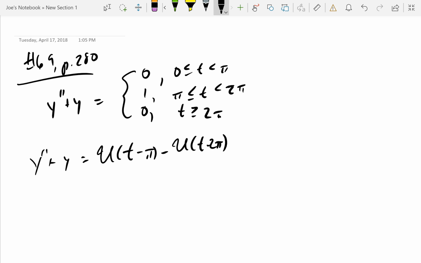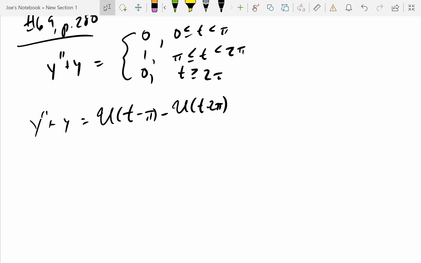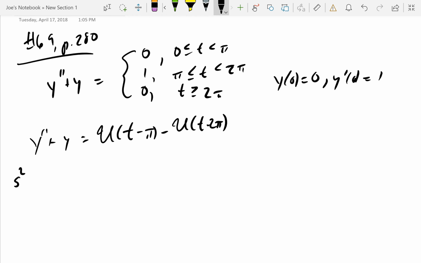All right, I need to tell you the initial conditions on this problem too, don't I? Sorry. y of 0 is 0, and y prime of 0 is 1. Do the Laplace transform on the left-hand side, just like we did in the previous problem: s squared F of s minus s f of 0 minus f prime of 0 plus F of s on the left-hand side.